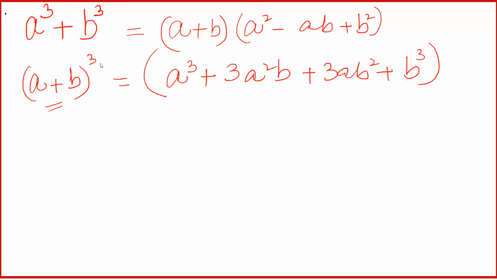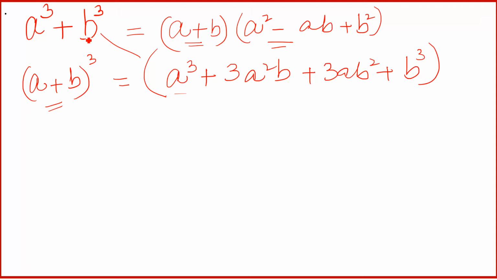I will give you a way to memorize it, because sometimes we forget whether a cube plus b cube equals this or that. This is not a hard and fast rule, just a clue. If it is a cube plus b cube, it is individually cube, so it means you have to make two parentheses. Because this is a cube and this is a cube, you can make two parentheses. And if it is the whole cube, it means only one parenthesis.